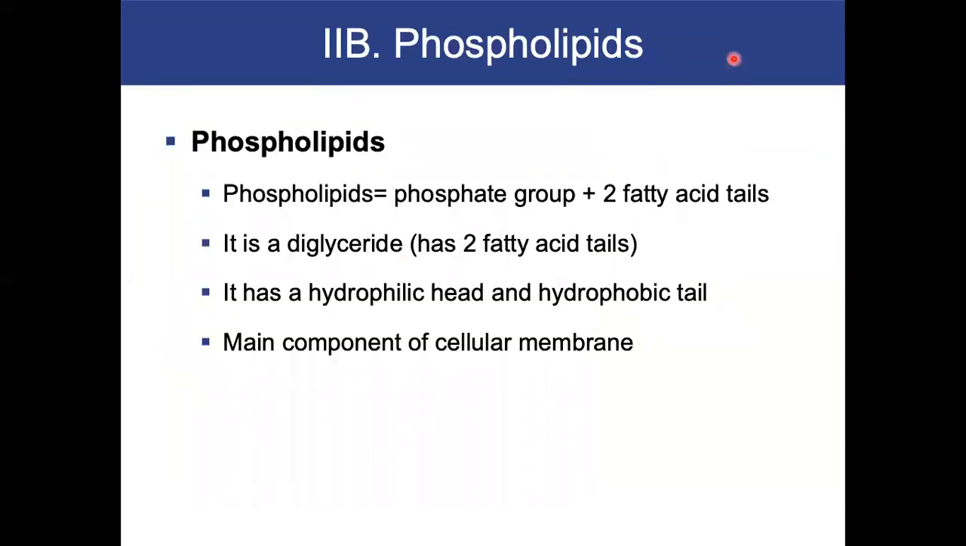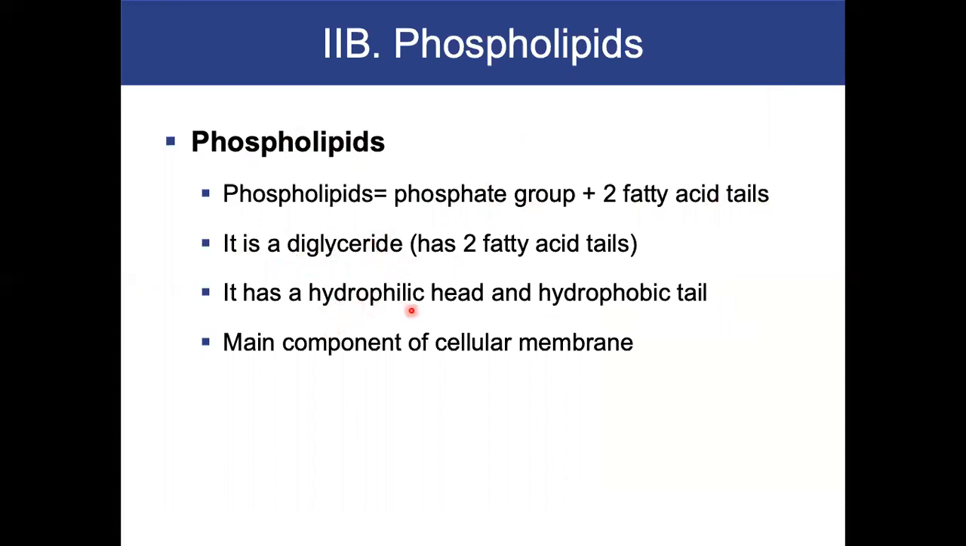Okay, phospholipids are the second category. Phospholipids: a phosphate group in a lipid. So a phosphate group with 2 fatty acid tails. It's a diglyceride. Di means 2, right? Diglyceride: 2 fatty acid tails attached to a phosphate, glycerol.